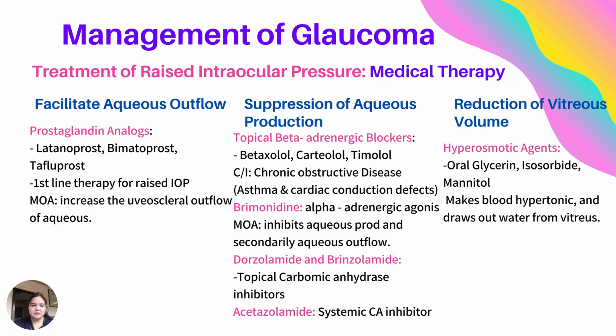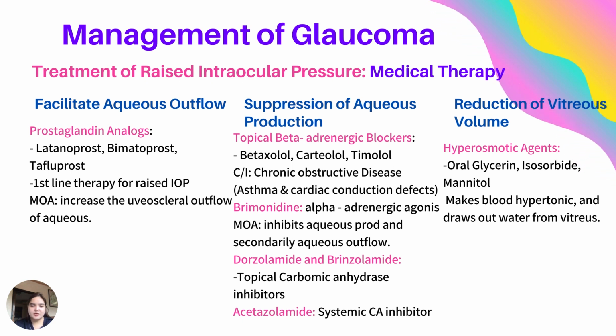For the management of glaucoma, there is medical therapy and surgical and laser treatment. To treat the raised intraocular pressure, we usually use medical therapy. To facilitate the aqueous outflow, prostaglandin analogs are usually the first-line therapy. This includes latanoprost and bimatoprost, and they increase the scleral outflow of the aqueous.